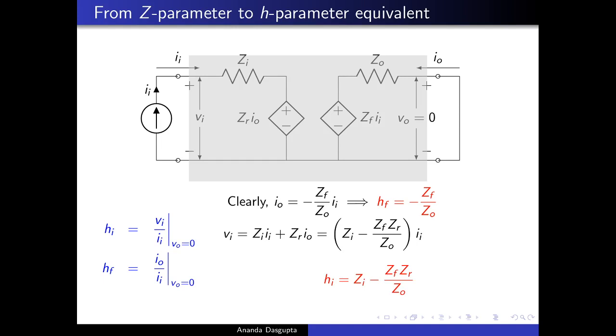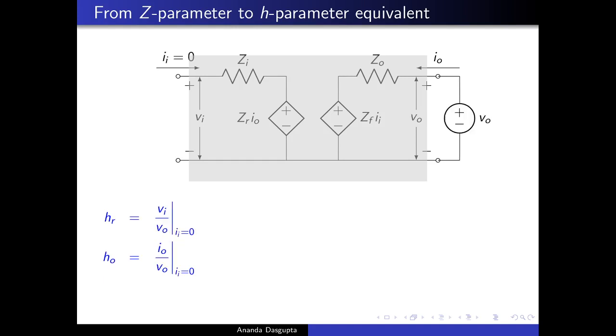So as I said, Hi and Zi are not the same. They are both input impedances, but because their input impedances are under different conditions in the output, their values differ. The connection is straightforward. Hi is simply Zi minus ZF ZR by ZO. So we have managed to find both our hybrid parameters for output shorted conditions directly.